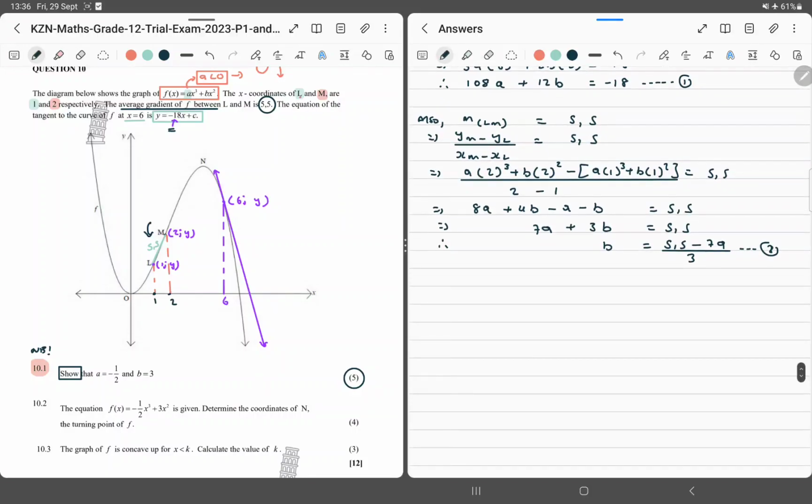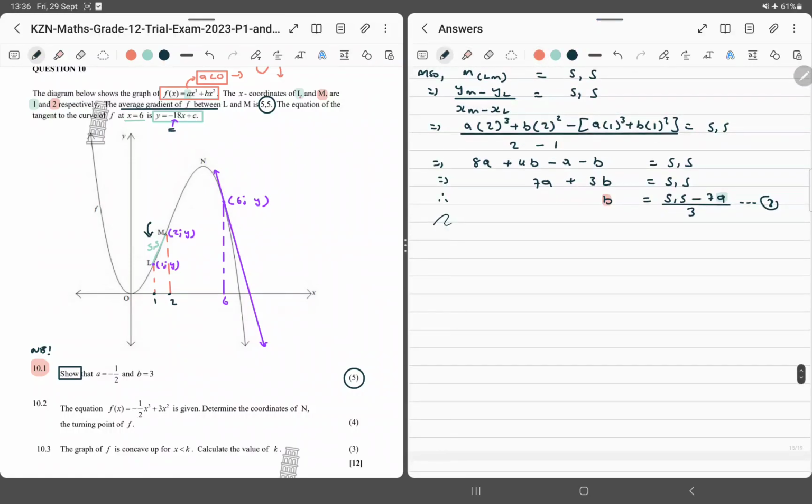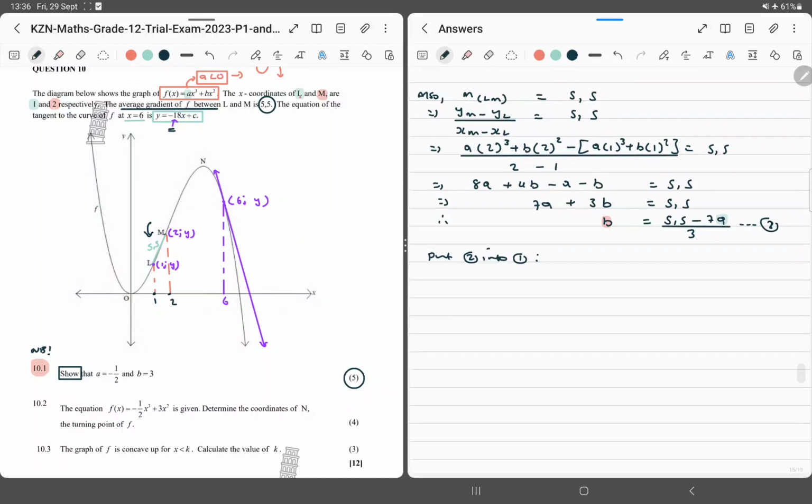Now we've got 2 equations. We can substitute because remember, the a here is the same as that a, is it not? So that's why we can solve simultaneously. And then that b is the same as this b. So we can actually solve simultaneously. That's why it's allowed. So we can put 2 into 1.